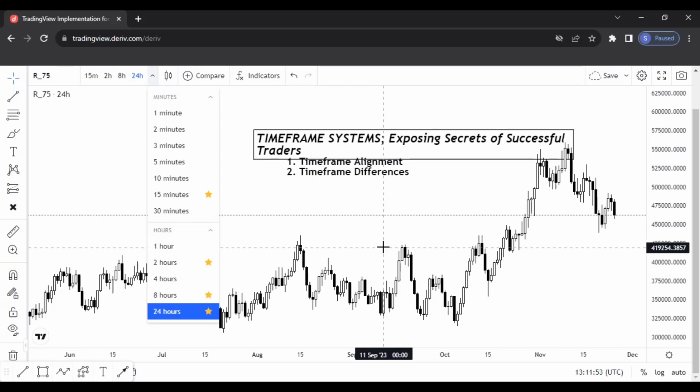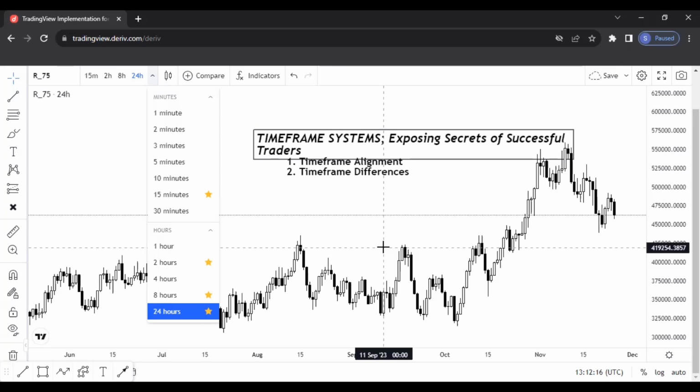So we have different types of traders. Like I stated earlier, we have the position traders. When we talk about the position traders, they are the traders that hold positions for a very long period of time. They can hold it for a month, they can hold it for 5 months, they can hold it for as many months as they want. Those are the position traders.